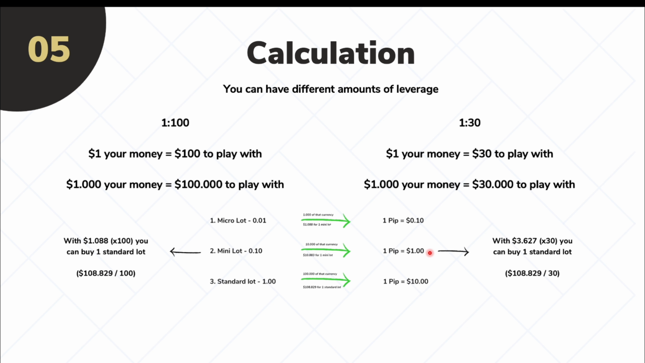Your opportunities are going to increase. In the previous example, if we again want to buy one standard lot, we need 108,829. But with the 1 to 30 leverage, we don't need that whole 100K. We only need 3,627 to buy one standard lot. So the more leverage, the less money you need to buy a lot. Of course, this also has a downside, because the more leverage you use, when price goes down, you also lose more money. But in general, with good risk management, which you will learn as a developing trader, it's very nice to have high leverage because you just have more opportunities to make money.